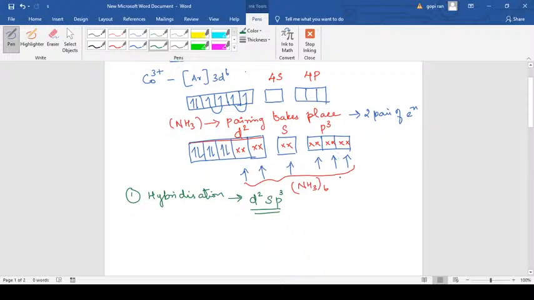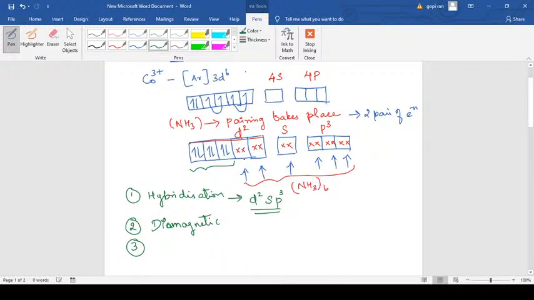The second part, magnetic property. How do we find out the magnetic property? Here, if all the electrons are paired, then it is diamagnetic. If the electrons are unpaired, then it is paramagnetic. After the ligand formation, we need to check how the electrons are. Here all the electrons are paired, so the property is diamagnetic in nature.